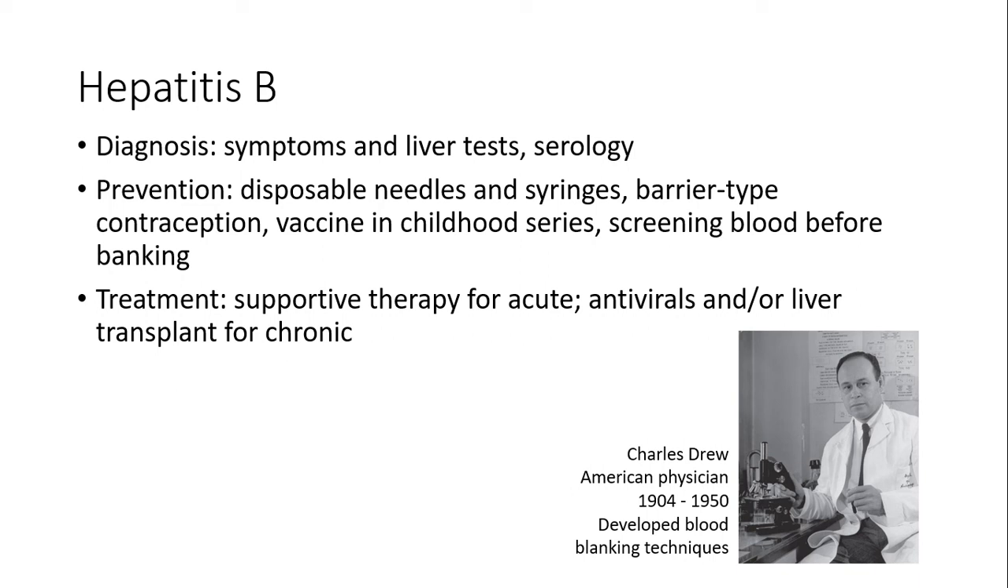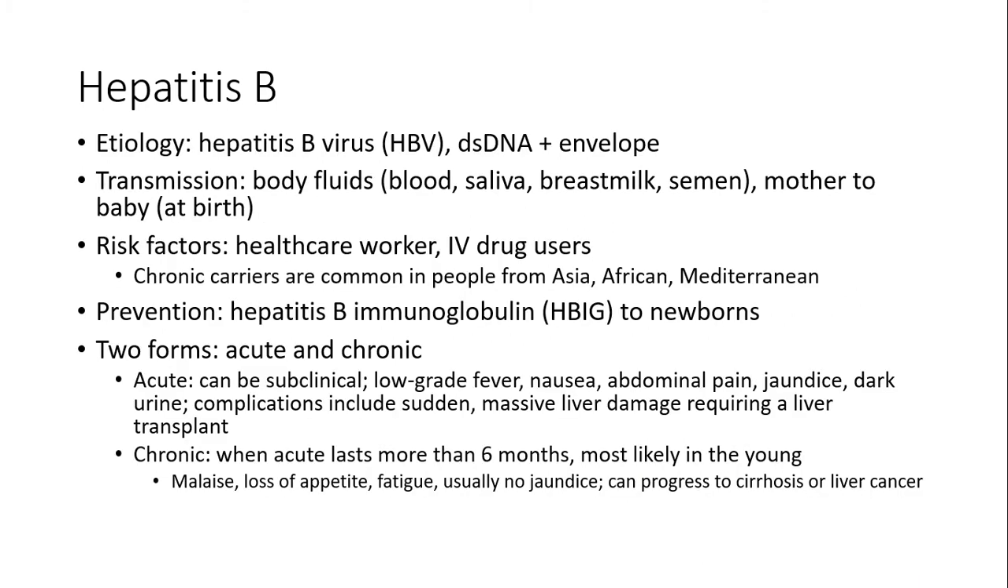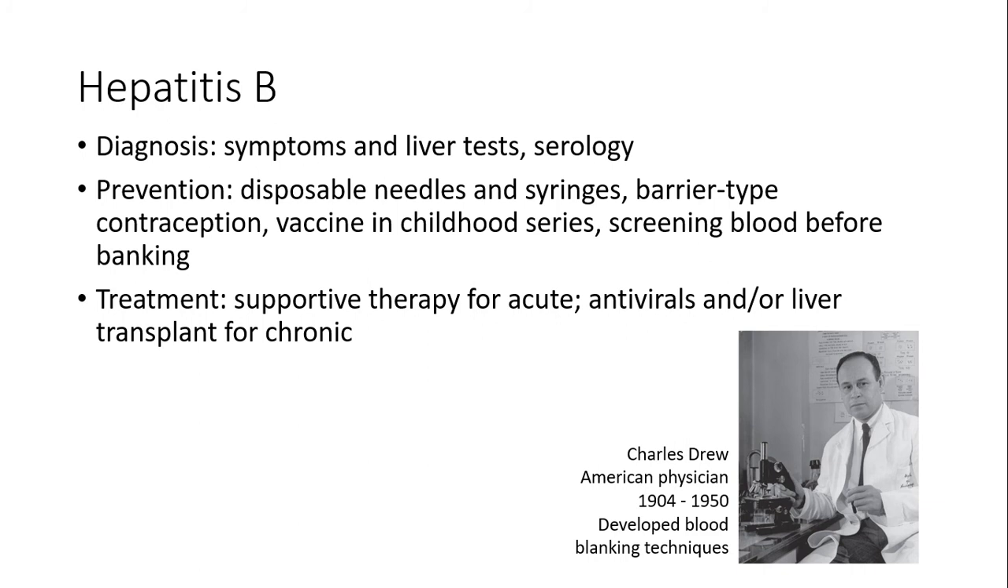So for this, I think we had a prevention thing up here. We did. We've got the H-big for newborns, but we can also prevent by encouraging the use of disposable needles and syringes, barrier type contraception during sexual encounters. So oral contraception is not enough. You need to be using a condom or spermicide or some other sort of thing. There's also a vaccine available for this in the childhood series that we give routinely now, and I believe you can still get this as an adult.